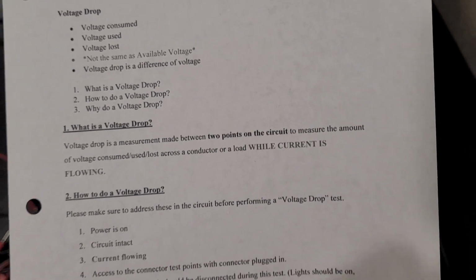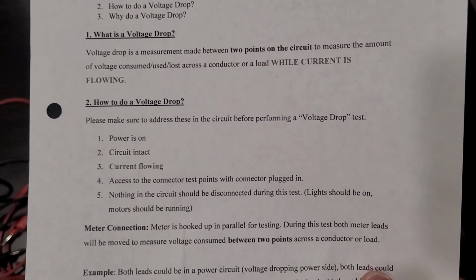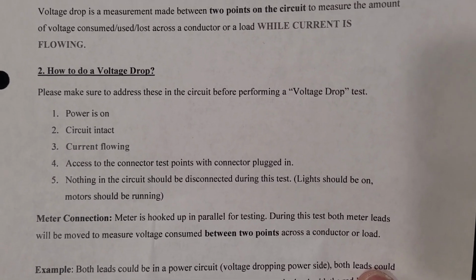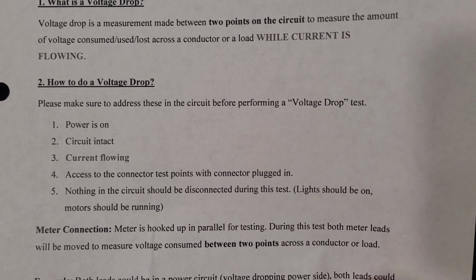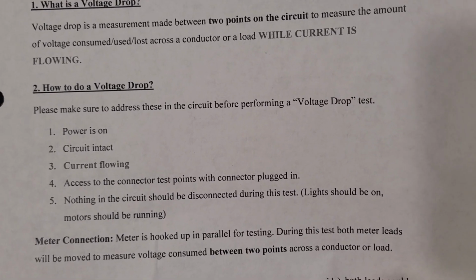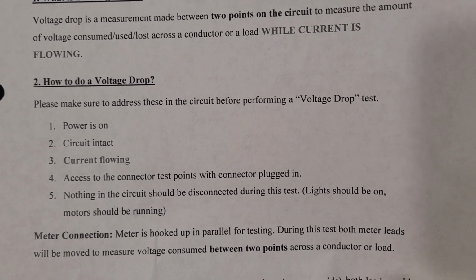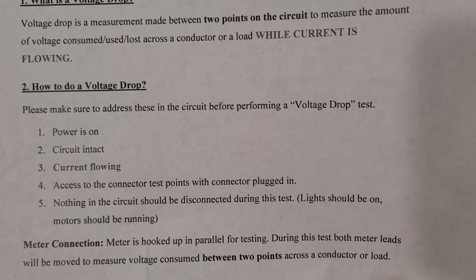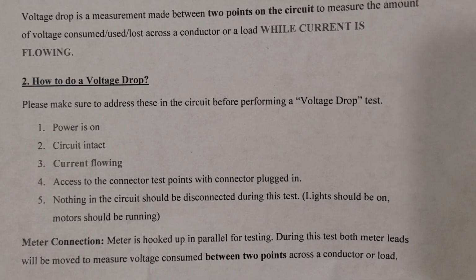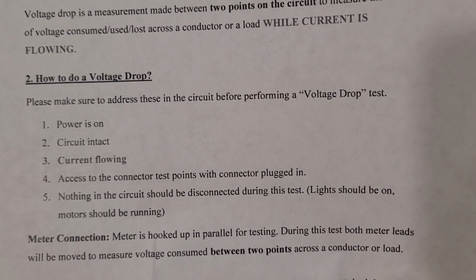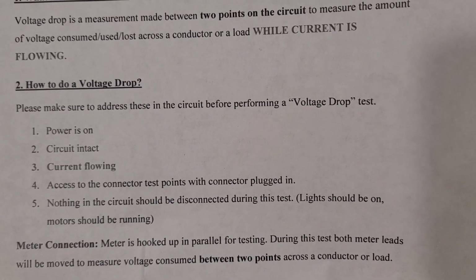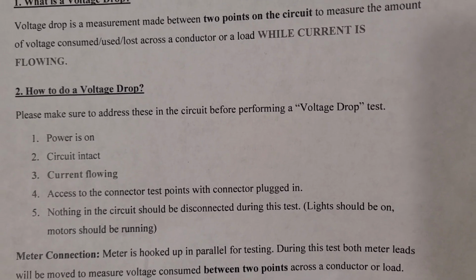Okay. So how do we do a voltage drop test? Very important here. You got to make sure the power's on. You got to make sure the circuit's intact, meaning it's completely hooked up. And that will allow the current to flow. And you have to have access to the connectors to start doing your test. Nothing in the circuit must be disconnected. Again, it's very important because if it's disconnected at any point, the circuit, the lights, the motors, whatever it may be that you're testing, will not be functioning. So you got to make sure it is on.